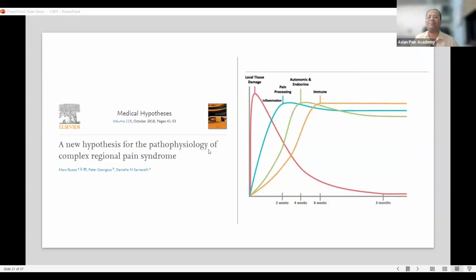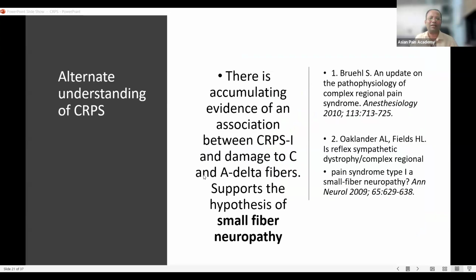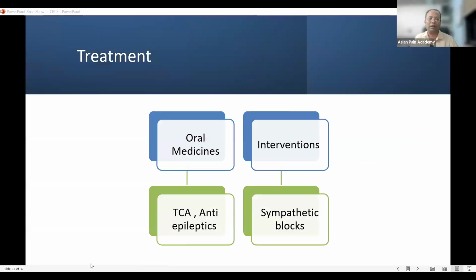So a new hypothesis, there are multiple hypotheses. Multiple hypotheses have come gradually. Some papers have told that it is nothing but a small fiber neuropathy. So as I told you, in differential diagnosis, sometimes with small fiber neuropathy, like diabetic small fiber neuropathy, you can confuse. Treatment, oral medicine, intervention. TCA, anti-epileptics are the oral medicines.